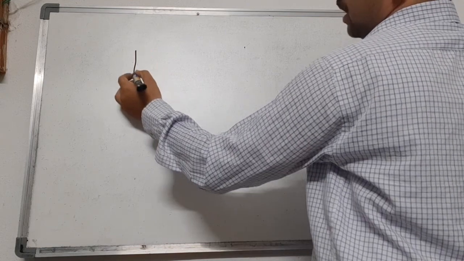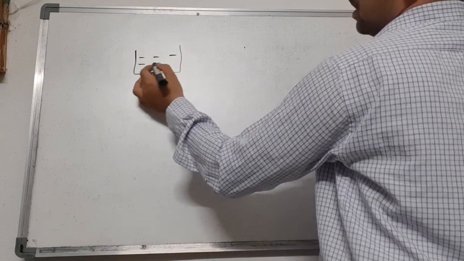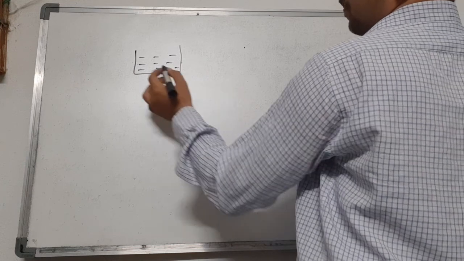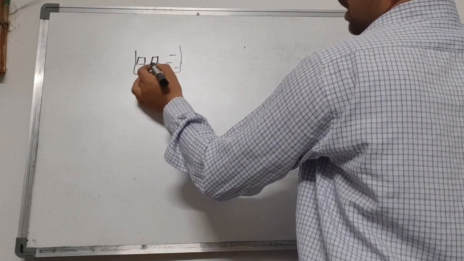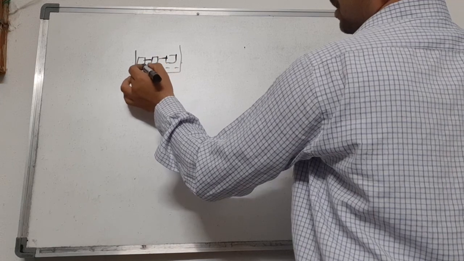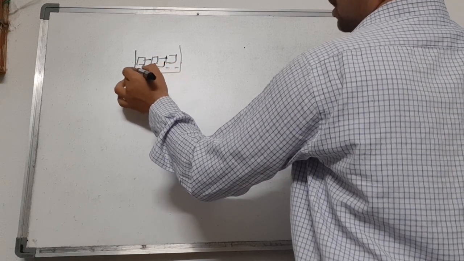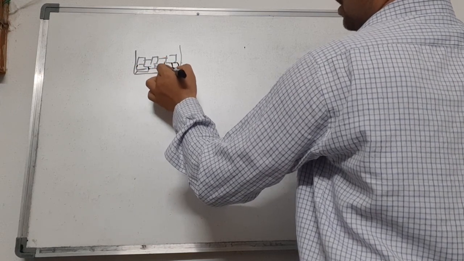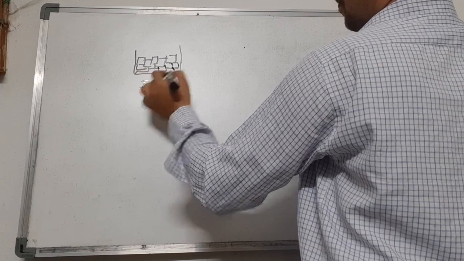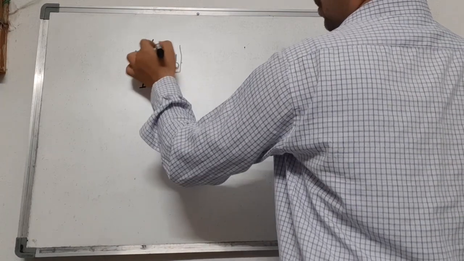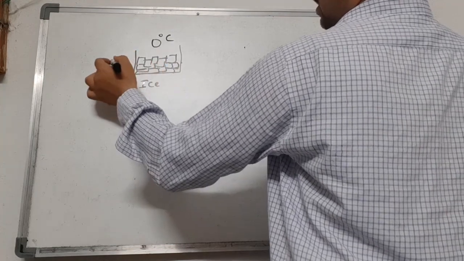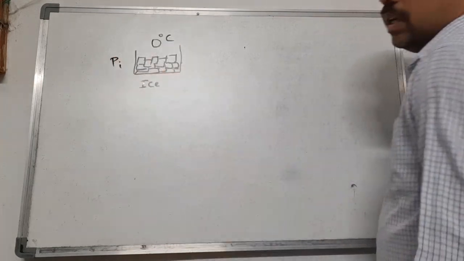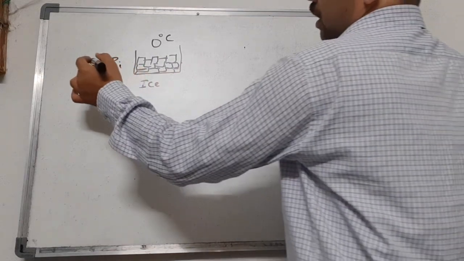So here, what does that mean? Very simple. Suppose there is a beaker filled with some water. Suppose it is ice, initially at its melting point, at 0 degrees Celsius. The pressure here is Pi. Suppose Pi is the pressure, right?